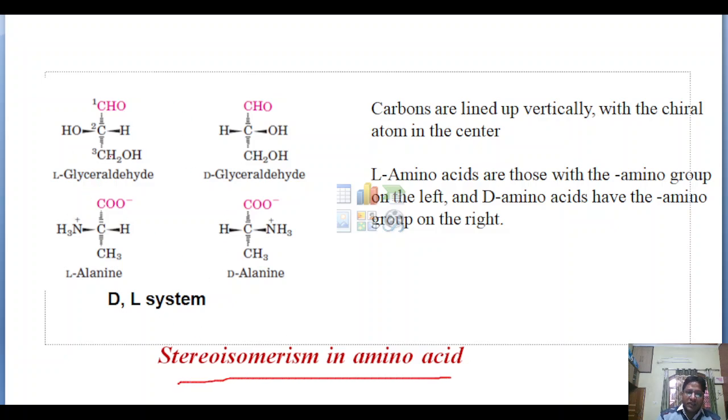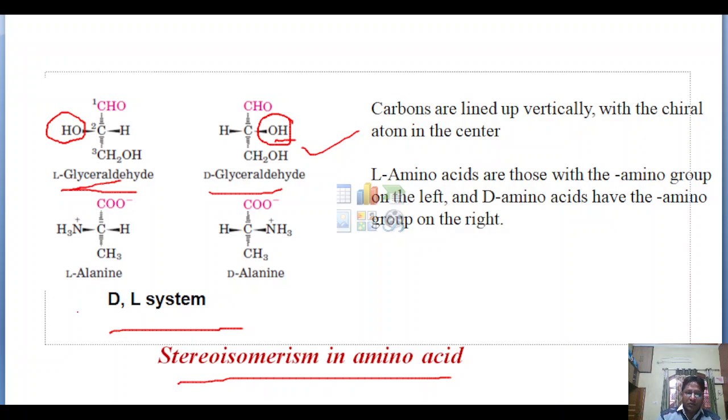We show the analogy with glyceraldehyde. In glyceraldehyde, this is the L-glyceraldehyde and this is the D-glyceraldehyde, what we call the D and L system. How do we say this is L or D? The carbons align vertically with the chiral carbon in the center. Looking at the chiral carbon, if the hydroxyl group is on the right side, then it is D-glyceraldehyde. So if the hydroxyl group is on the right side, it is the D form of the stereoisomer. If the hydroxyl group is on the left side, then it is L-glyceraldehyde. That is about the D form and the L form.